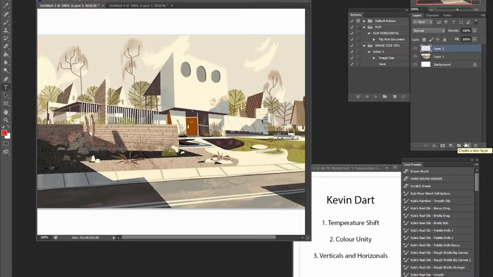So, first of all, I want to talk about temperature shifting. Similar to Kazuo Oga, Kevin Dart is very good at creating the sense of planes. And again, to refresh, when we have two different planes very clearly, they have to, by logic, in most cases, be affected by different lighting, so they will have at least a temperature shift of some kind.